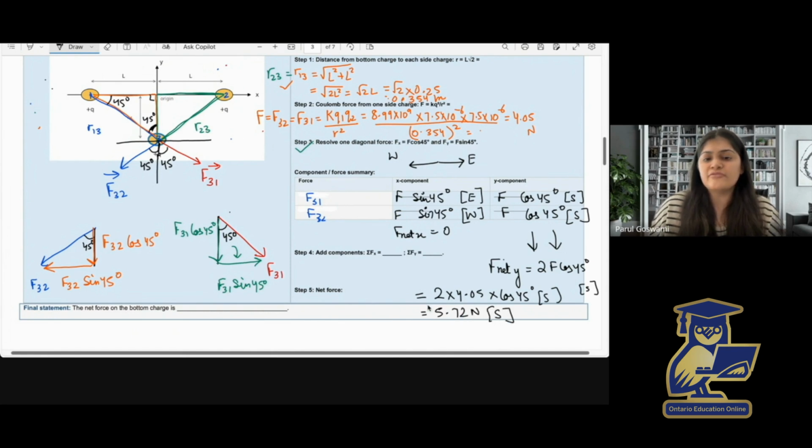So there's only a net force that is acting downward, F net, and what is the direction? South. So the net force is 5.72 Newton south, because the horizontal components cancel each other. So the net force on the bottom charge is 5.72 Newton downwards or south, or in the negative direction. Either way we can. So this is how we have to solve when the components are given to us. So this is the total net force that we will get on the bottom charge. So this was part A.